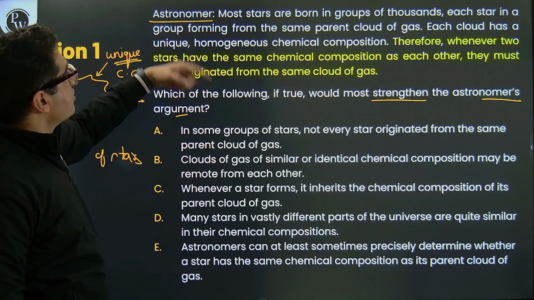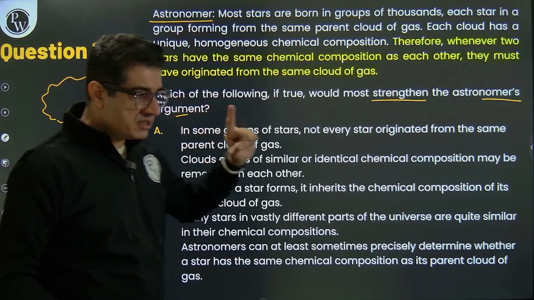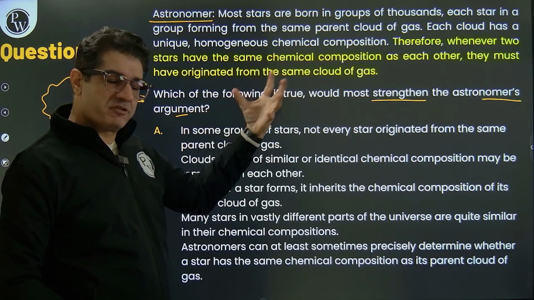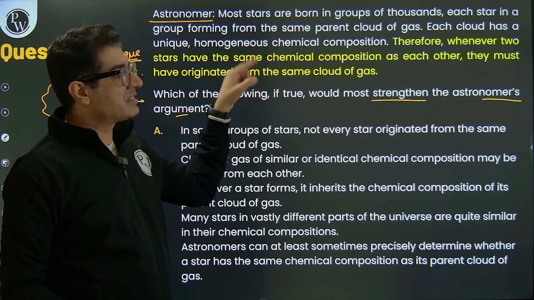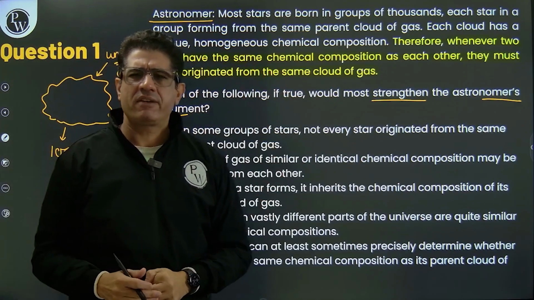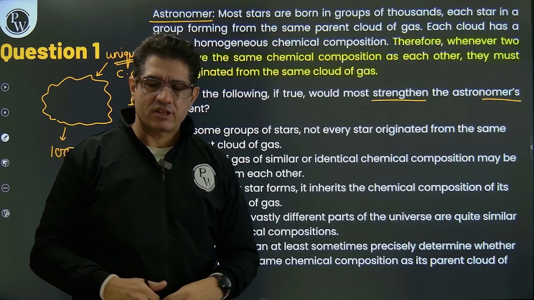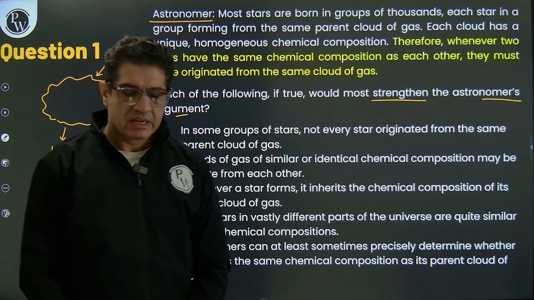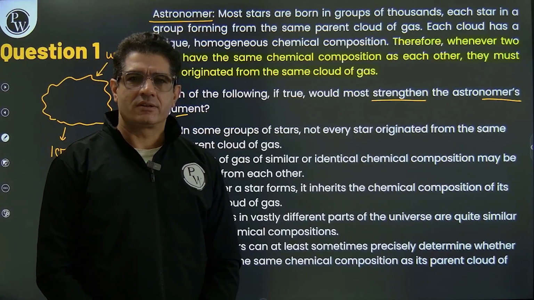Now, what has been given to support it? Stars are born from a cloud of gas. A single cloud of gas gives birth to thousands of stars. That cloud of gas happens to have a unique chemical composition. So if two stars happen to have the same chemical composition as each other, they must have belonged to the same cloud. So what is the assumption here?